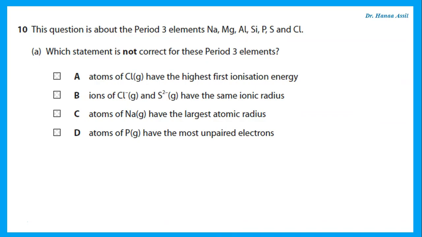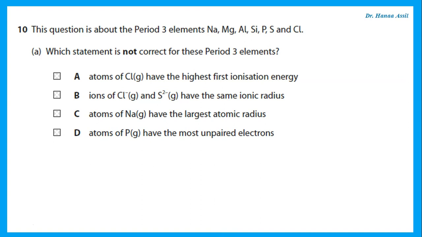This question is about period 3 elements. Which statement is not correct for these period 3 elements? Please pay attention. Is the question asking for which one is correct or which one is not correct? So we're looking for which one is not correct. Okay, the first choice says atoms of chlorine have the highest first ionization energy.